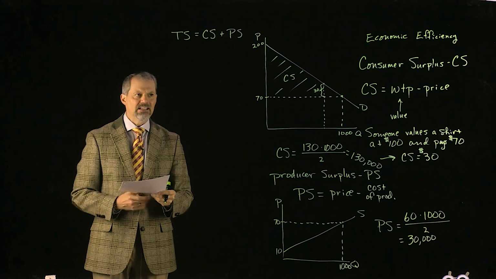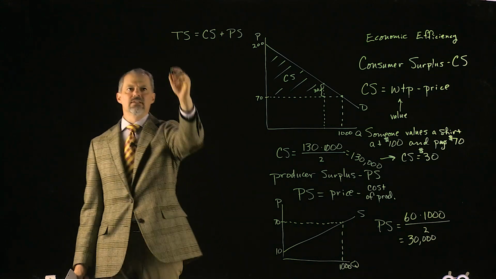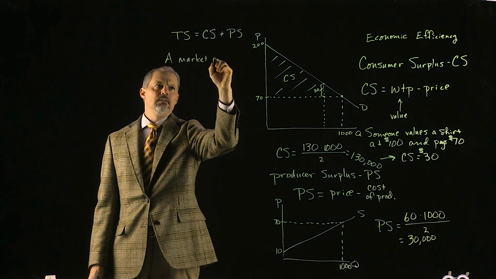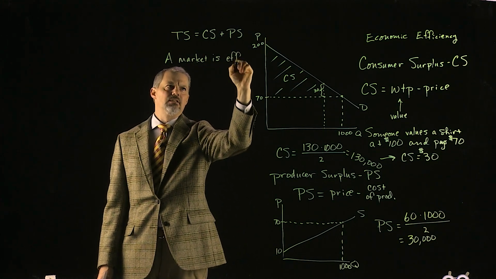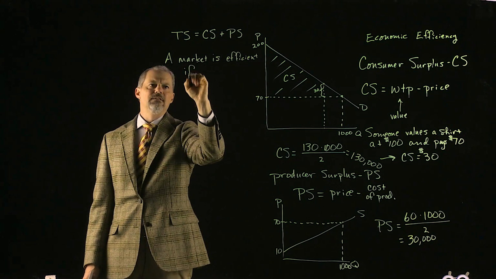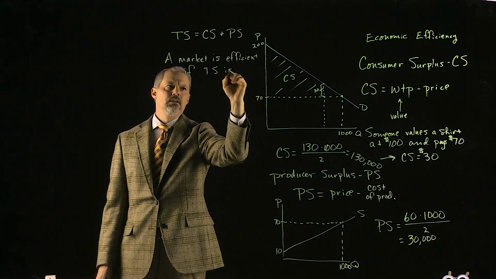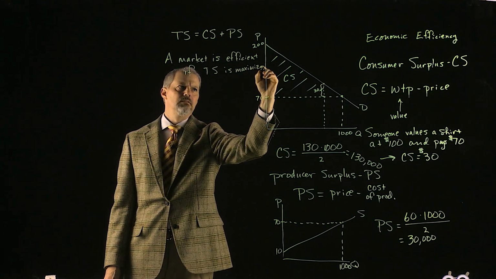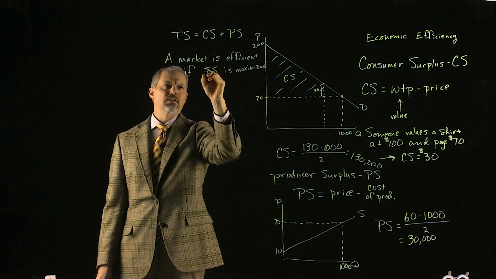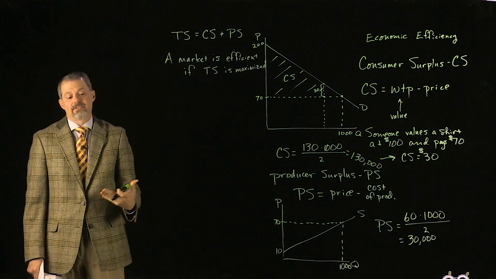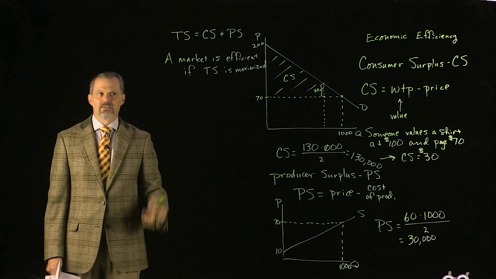And what we would say is that a market is efficient if total surplus is maximized. A market is said to be efficient if total surplus is maximized. In other words, if well-being is maximized.